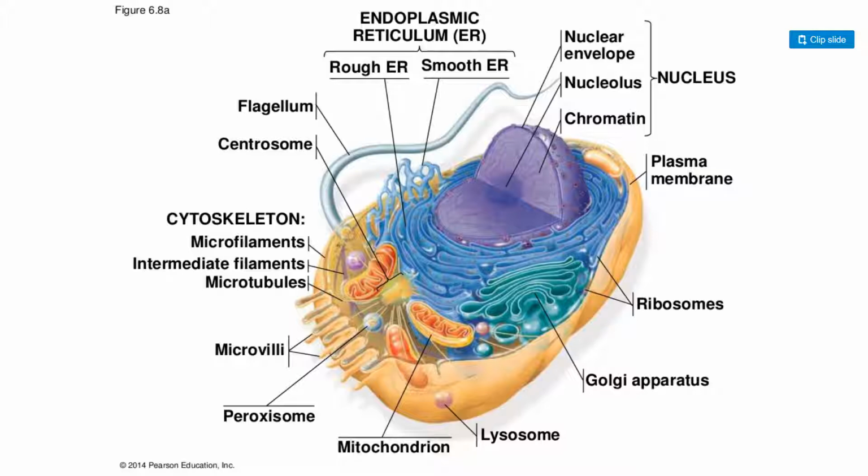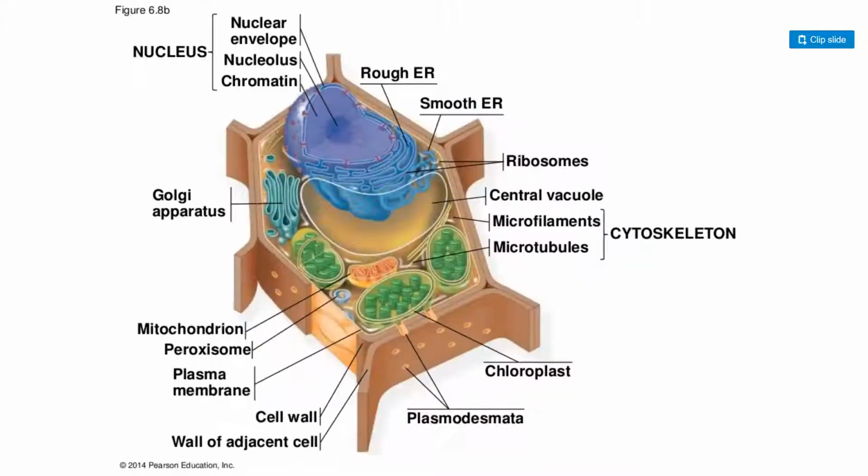The rough endoplasmic reticulum processes and ships proteins. Some proteins are active as soon as they're translated. They're ready to go, and they usually operate inside of the cytosol.